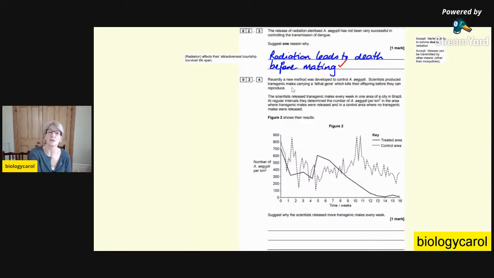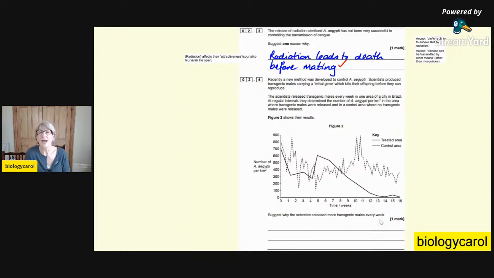At regular intervals, they determined the number, and they compared with a control area where the transgenic mosquitoes weren't being released. I must admit, my first thought was, mosquitoes can fly, so they must have been somewhere quite distant, I'm assuming, but I'm kind of bearing that in mind. Suggest why the scientists released more transgenic males each week.